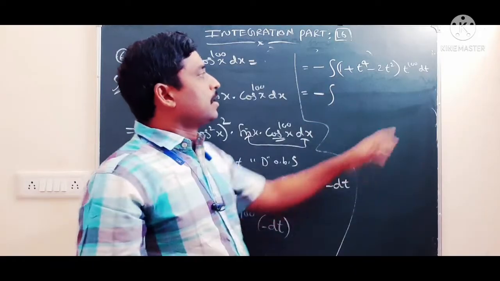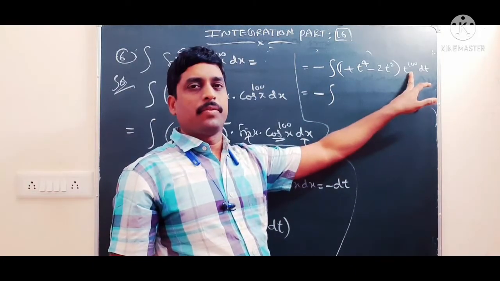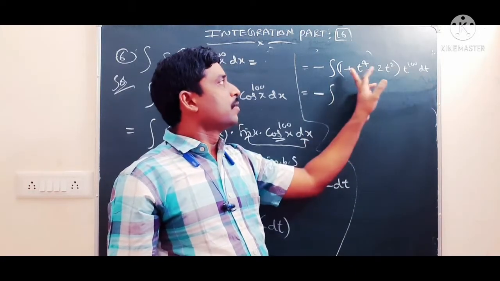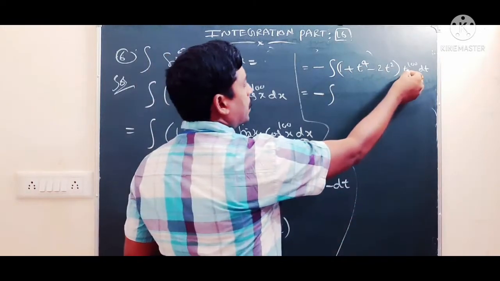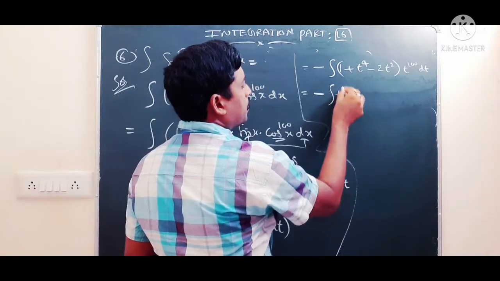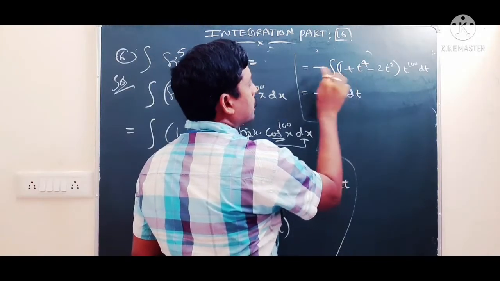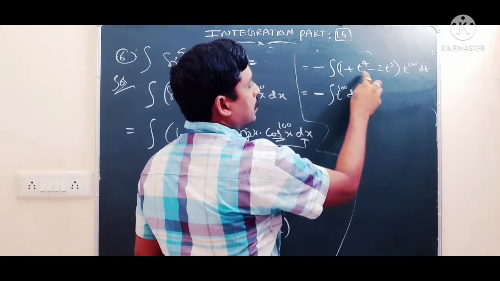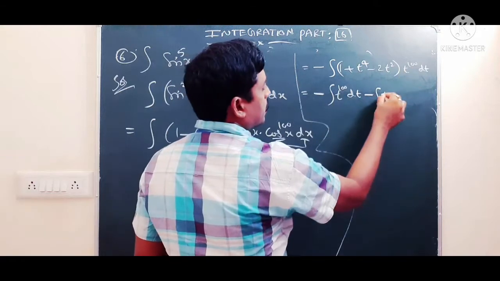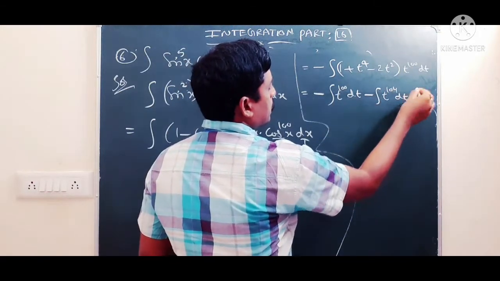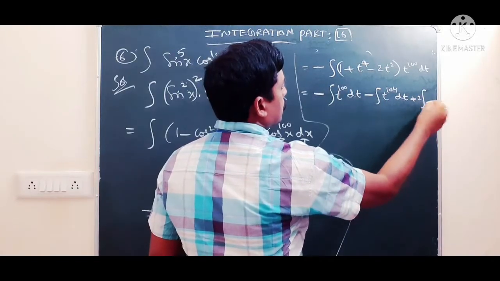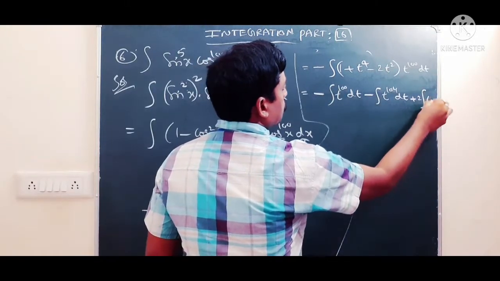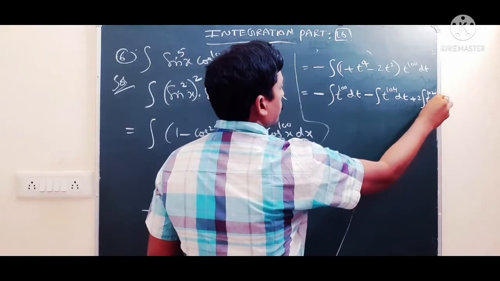Now, integral of t to the power 100 multiplied with (1 minus 2t² plus t⁴) dt. So t to the power 100 into 1, minus 2 times t² times t to the power 100, which gives t to the power 102, plus t⁴ into t to the power 100, which gives t to the power 104, dt.